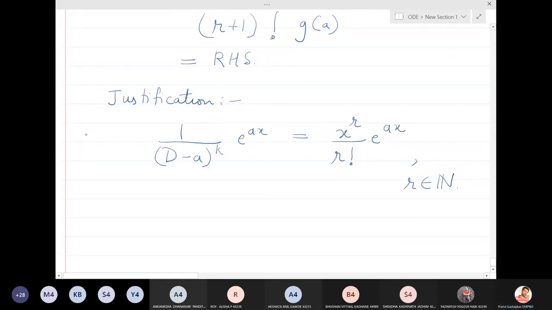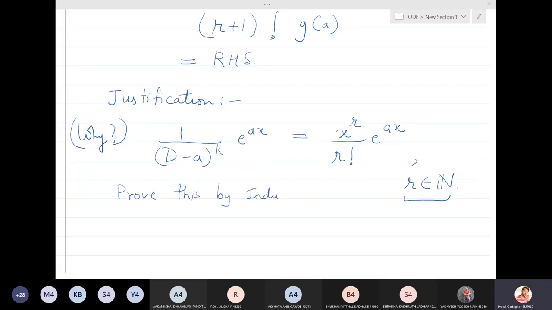So can you guess now why this is the thing? Again, this result is also some result which I'm supposed to prove for natural numbers, and again I will prove this by induction. Very simple again. So I will leave this as an exercise to you. Just try to prove this using your induction.